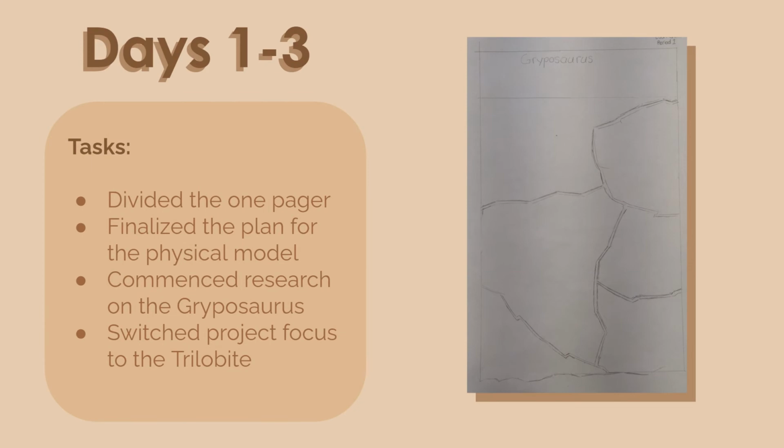Now let's move into the actual days, starting with days 1 through 3. We began by choosing a fossil to make. In the introduction, we already stated that we originally settled on the Gryposaurus, but due to a lack of credible resources, had to eventually make the decision to switch to the trilobite. With that aside though, the rest of the time consisted mostly of planning, including research, organizing the materials for the model, and dividing the one-pager. You can see our progress on the one-pager on the right.